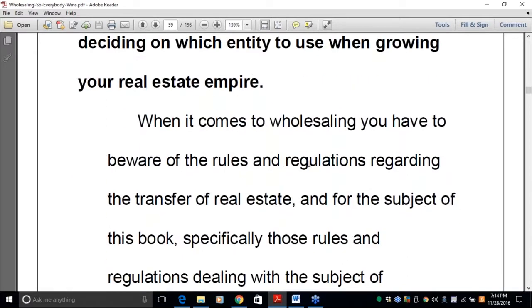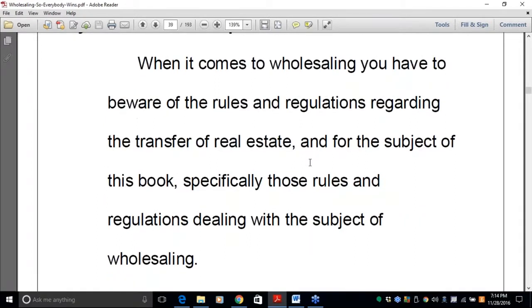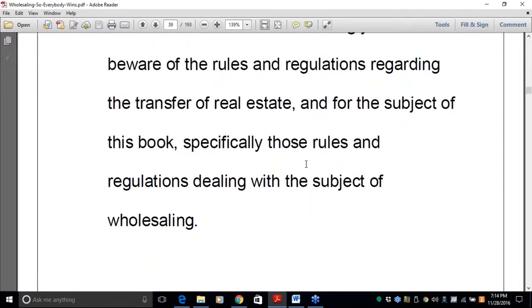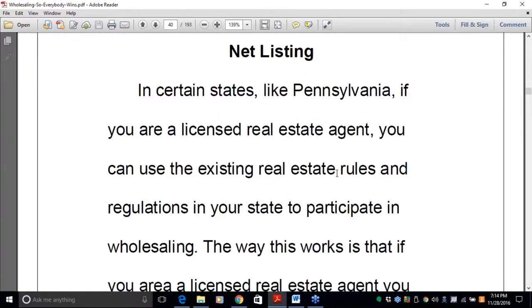So in any case, first things first, you definitely need to be aware of the rules and regulations in your particular state or province, depending on where you are. What I'm going to do right now is talk about the subject of wholesaling relative to the sales end of the business, not necessarily the legal end of the business, although we are going to get into it. I'm simply going to paint the picture for you and set you off so that you'll know what questions to ask and know what steps to take to move forward. But first things first, in some states you're allowed to do what's called a net listing.